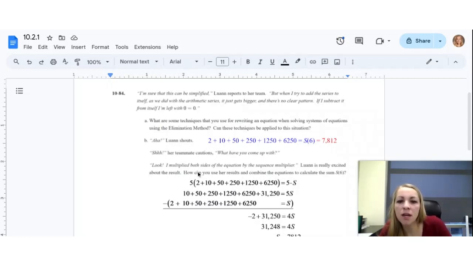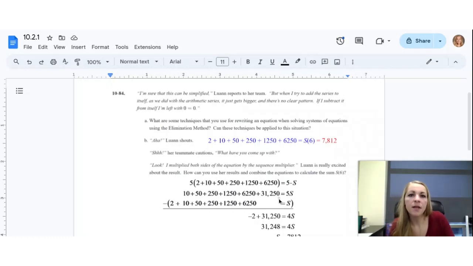So she says, look, I multiply both sides of the equation by the sequence multiplier. Luann is really excited about the result. How can you use her results and combine the equation to calculate the sum? So what she does is she takes the original sum and she multiplies it by 5. Okay, so that's why we have this notation 5s, 5 times the sum. And so she rewrites this stuff. She just distributes this 5 to all of these things, and she gets this here.